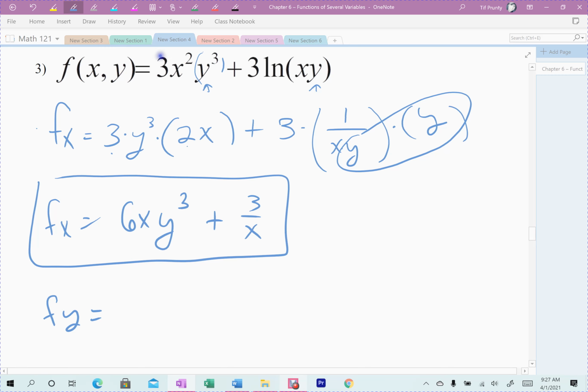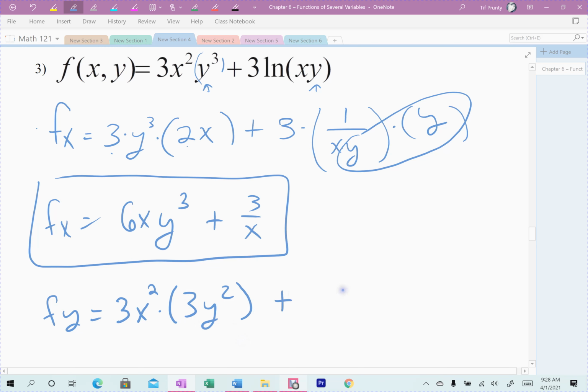So in the first one, the 3 is a constant, it comes along. The x squared is a constant, it comes along. The part I'm taking the derivative of is the y cubed, so how is y cubed changing with respect to y? Well, it changes by 3 times y squared. Right, that's its derivative with respect to y.